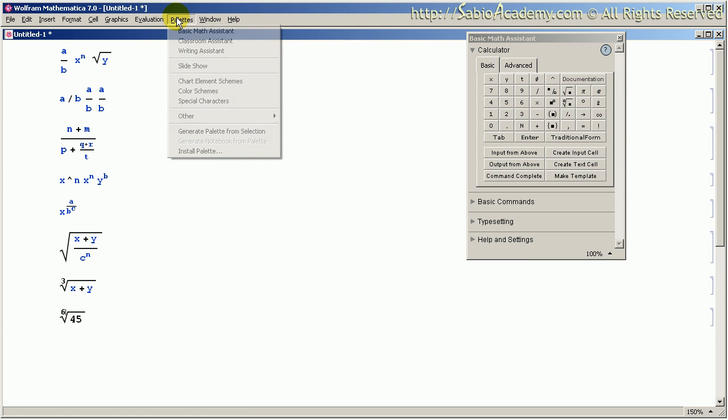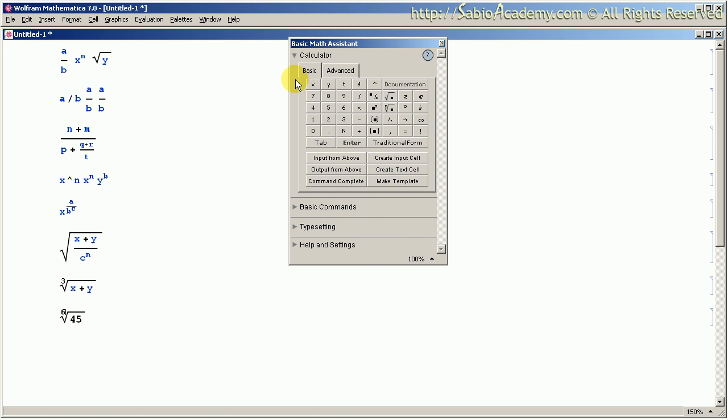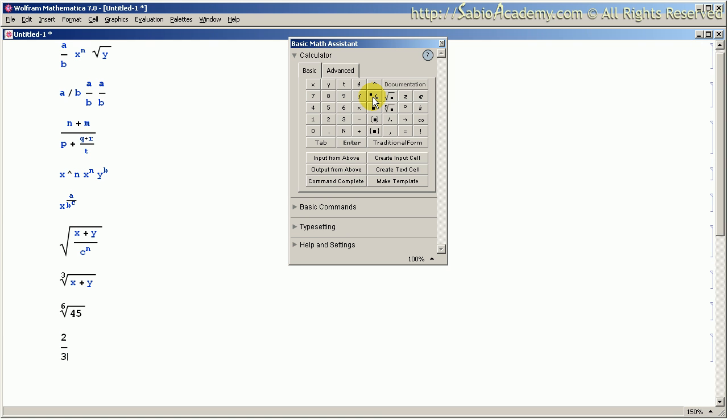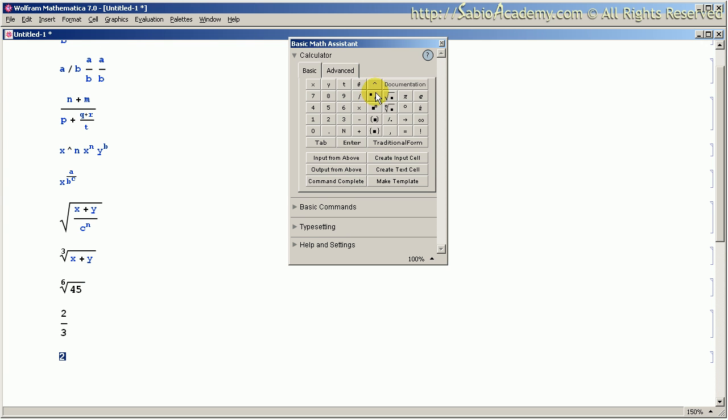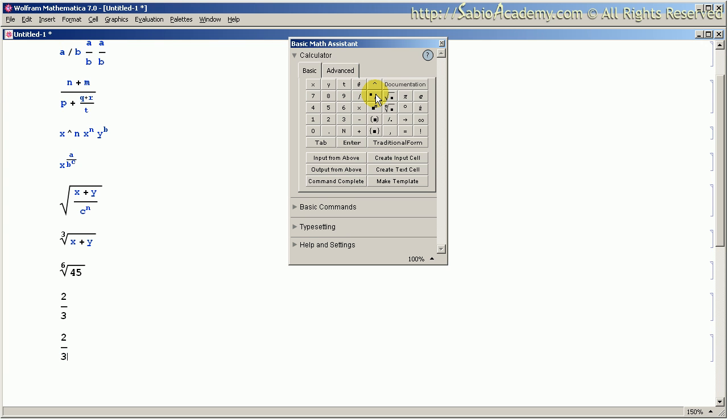So what I did is I went to palettes. I got the basic math assistant. And here it tells you right there. So suppose you plumb forgot the whole thing. You need to enter equations. How do you enter fractions? Go to fractions. You click here. And then you type 2, tab 3, like that. Or I could have done 2, highlight it, then click here, then 3.